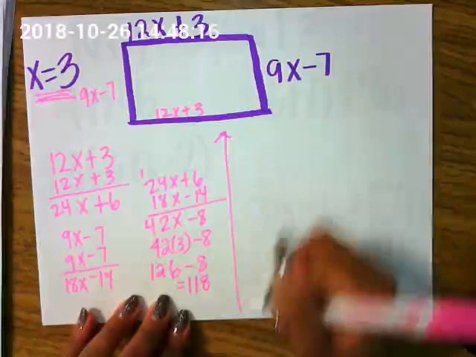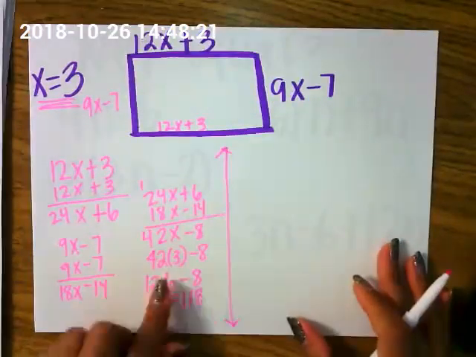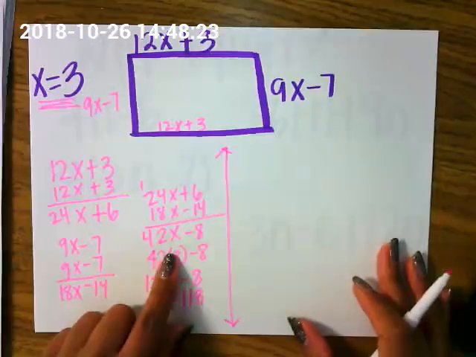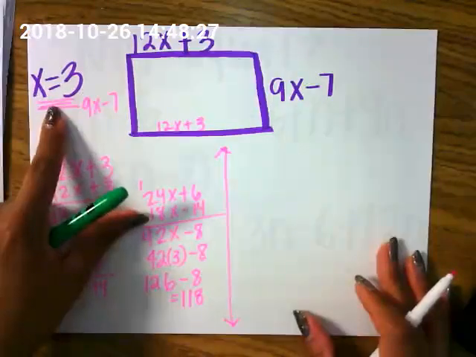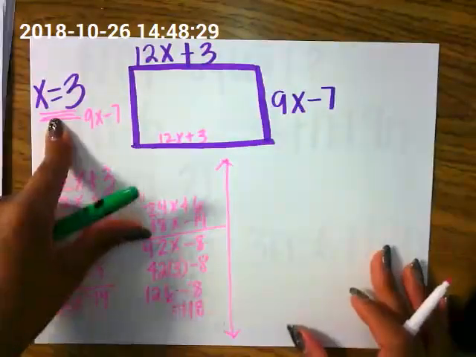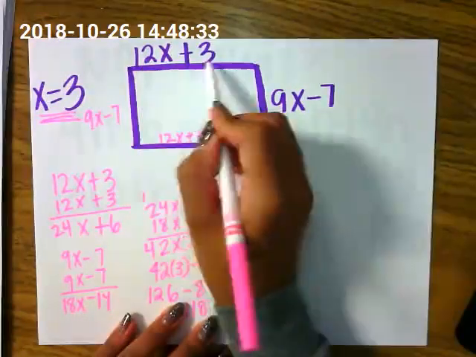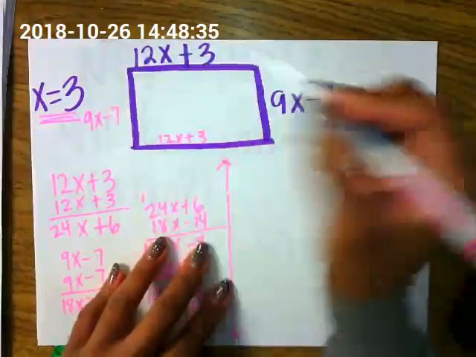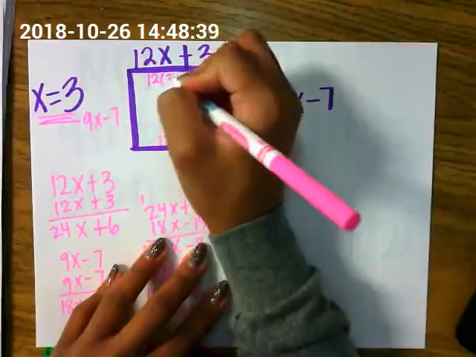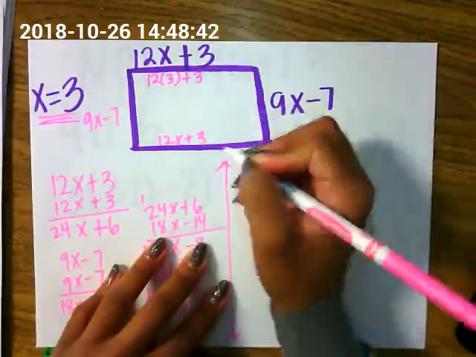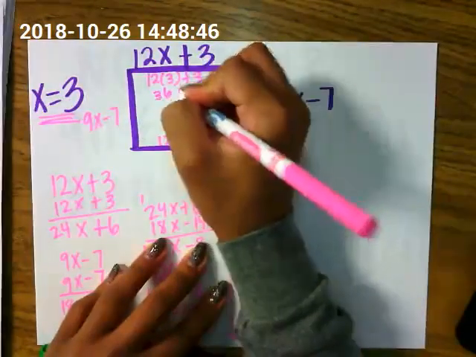This is a long way to do it. Now I'm going to show you a shorter way to do it. If they didn't ask for a simplified expression, you don't need this 42x minus 8. Since they said x is 3, we can start by plugging in 3 first. So, looking at this side here, 12x plus 3, I'm going to go ahead and plug in 3. So I have 12 times 3 plus 3. So what's 12 times 3? 36. 36 plus 3.